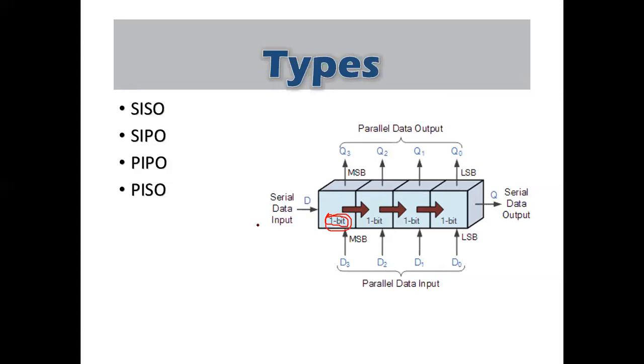So I'm sending the data one by one. If you stand in a queue, they'll send you one by one. If you stand in a railway station queue, you go and collect the ticket one by one. So that is serial input, serial output. Serial input, parallel output: I am sending the data one by one, but all the data come out at the same time. That is serial input, parallel output.